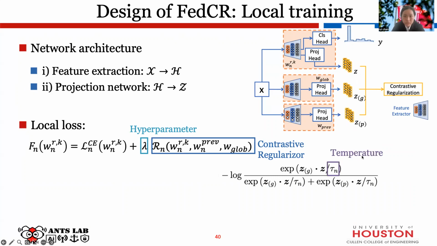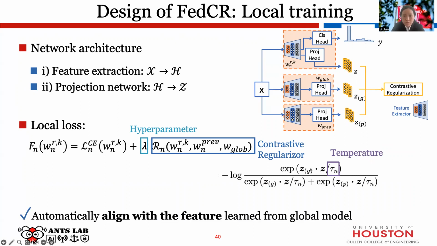The tau here represents the temperature parameter. The purpose of the contrastive regularization is to minimize the distance between the feature learned by the local model and the feature learned from the global model. And at the same time, we want to maximize the distance between the feature learned by the local model and the feature learned from the model in the previous round. So by enforcing these two directions, we're hoping that the model can automatically align with the feature learned by the global model to restrict the model differences.